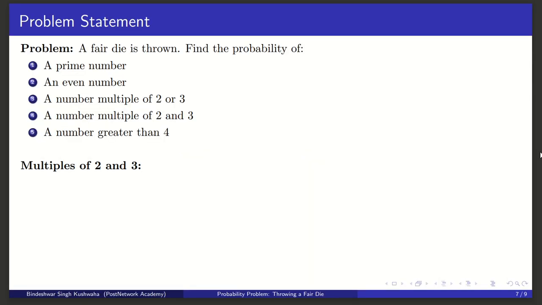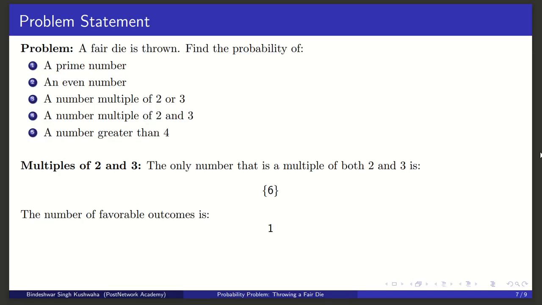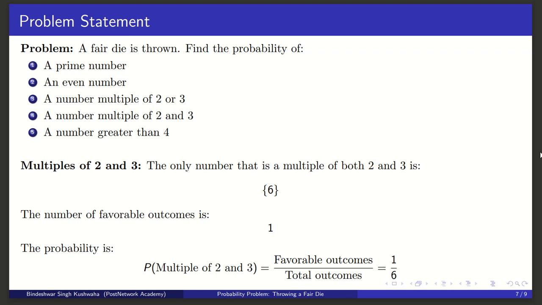Now multiple of 2 and 3. That means the number must be a multiple of 2 as well as 3. So there is only one number, that is 6. So favorable outcomes, that is 1 upon 6.